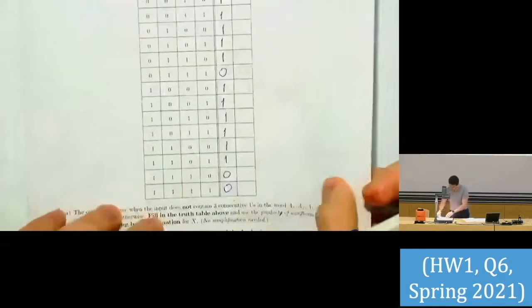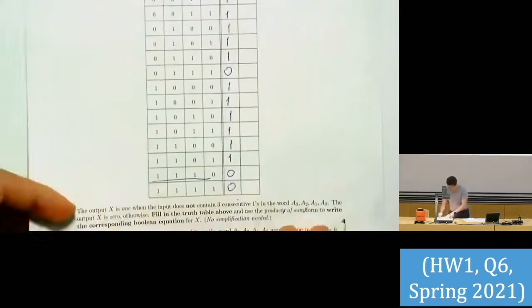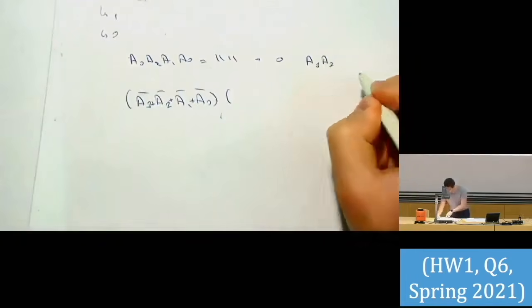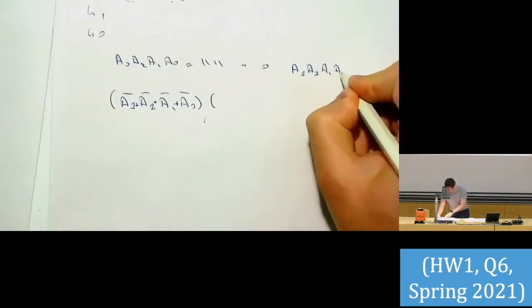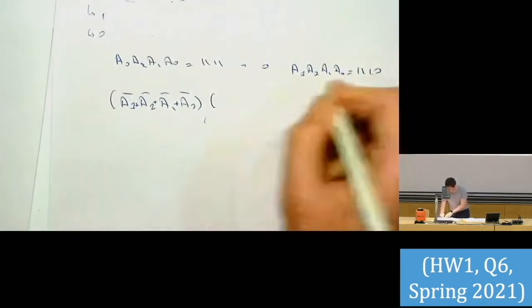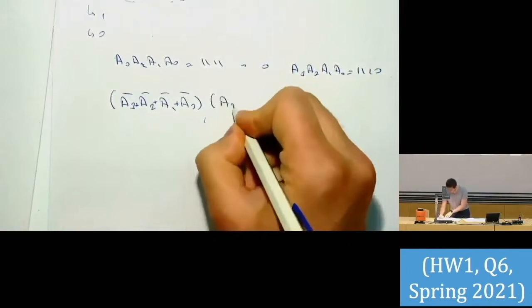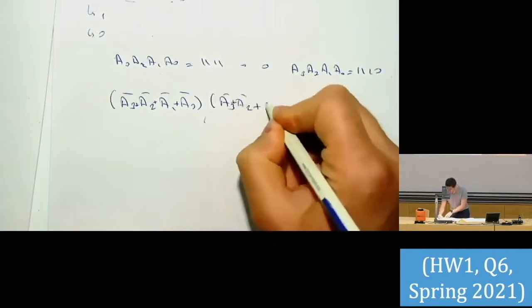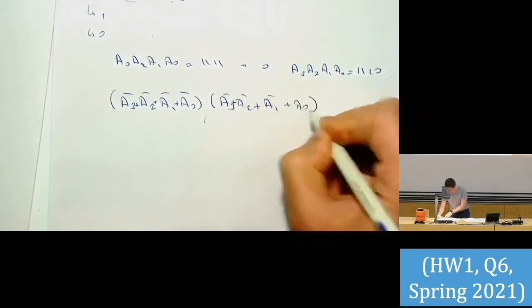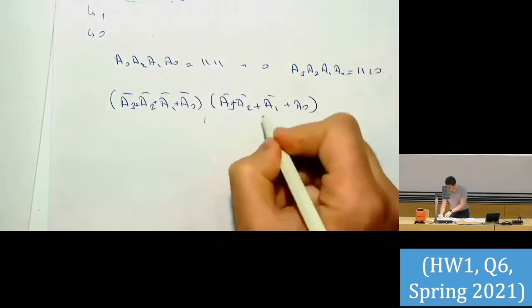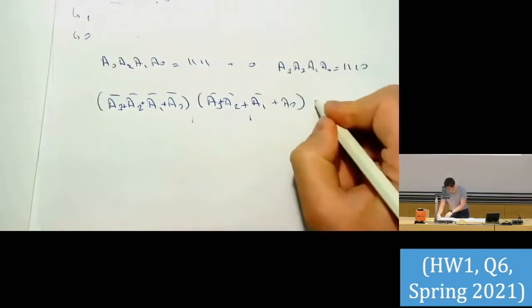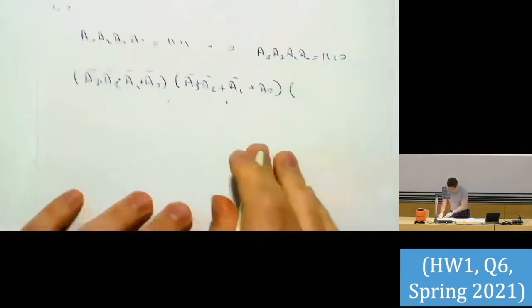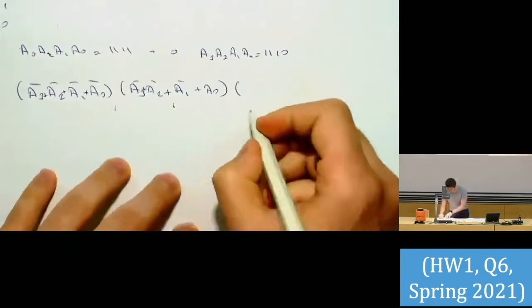Another term will be for this one, where A3, A2, A1, and A0 is 1, 1, 1, 0. How can I write it as a term? It is A3 not, or A2 not, or A1 not, or A0. So if you put 1, 1, 1, 0 here, then this will become 0. And the last one is that one, so I'm going to directly write it. Hopefully you understood the logic here.